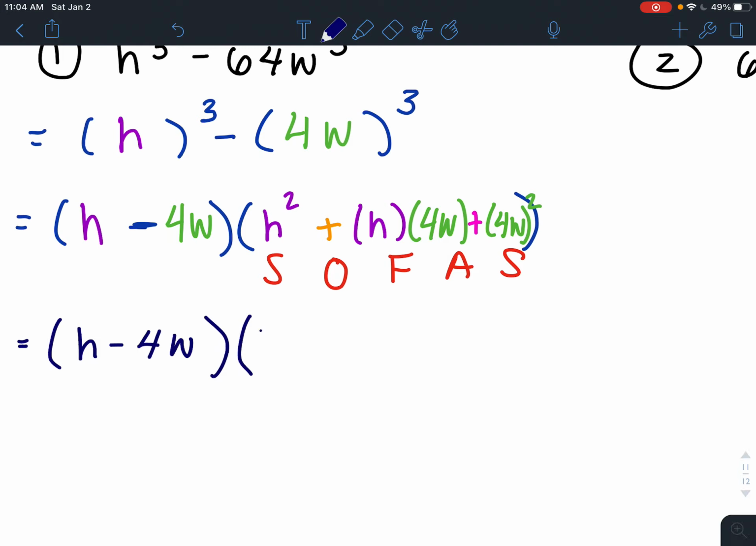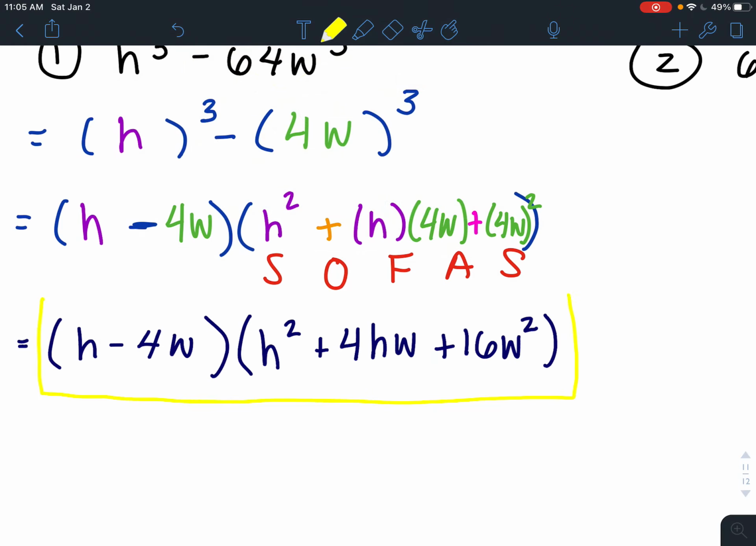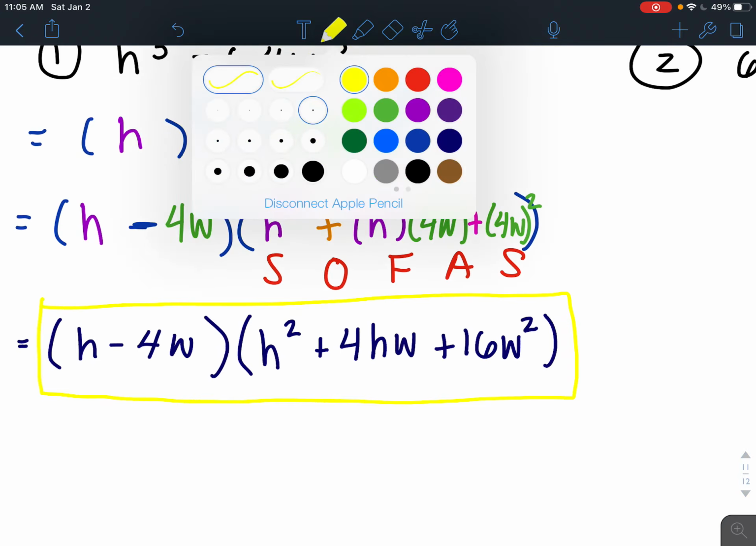If I look through my second group, the trinomial, to simplify it, h squared is just h squared, plus h times 4w is just going to be written as 4hw. A is always positive, so plus sign. And then I have to square the 4 and the w for the last part. So 4 squared is 16, and w squared is w squared. And so there's my complete factoring. Since I'm just factoring, I would stop here.